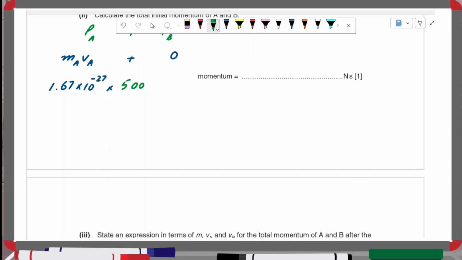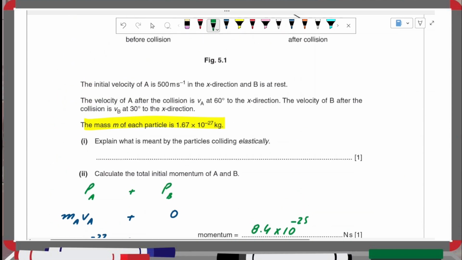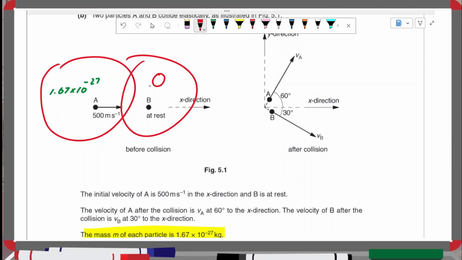Sir, the answer is 8.35 times 10 to the power negative 25. Can I then write 8.4 times 10 to the power minus 25 in SF? Yes. So this is what we have for the first one. This is the momentum of A and the momentum of B before collision. In fact, this is the total momentum before collision. So the total momentum before collision is the momentum of A only, because the momentum of B was already 0.